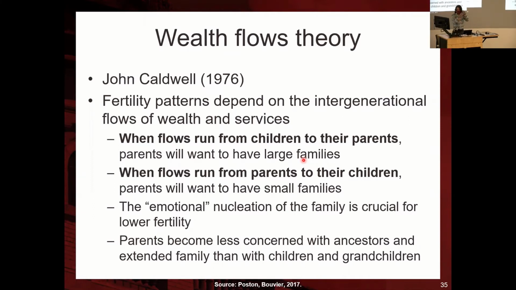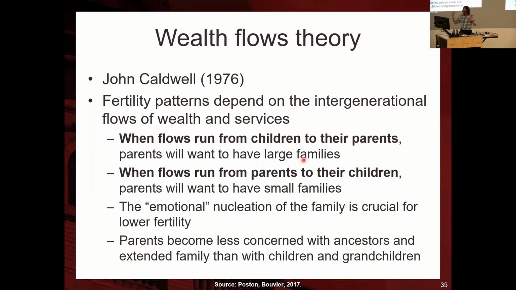So his main argument in this wealth flows theory is that if children provide wealth in agricultural societies, if the flow of wealth goes from children to parents, then let's have more children because they are good, economically speaking. And if it goes the other way around, as in more contemporary societies, you have lower incentives to have children.